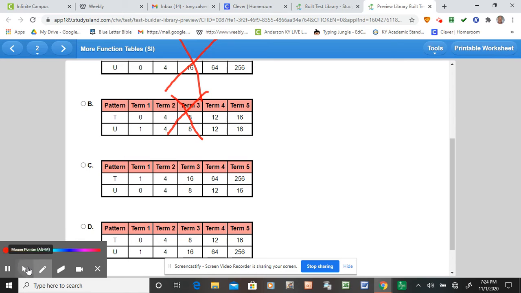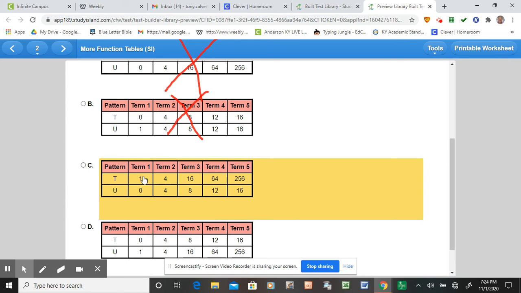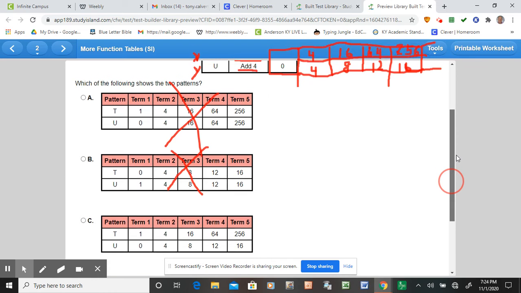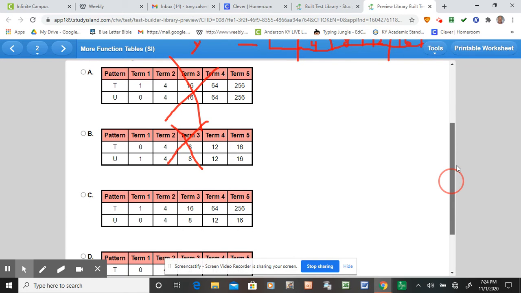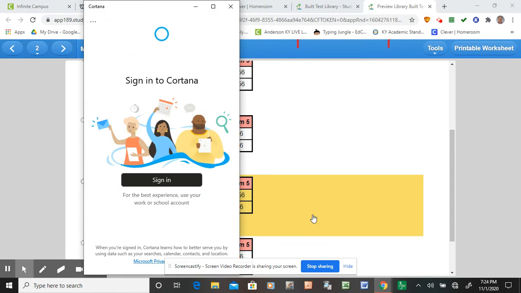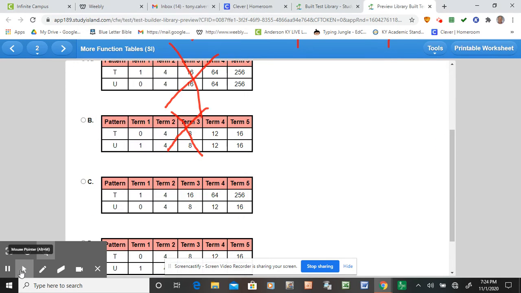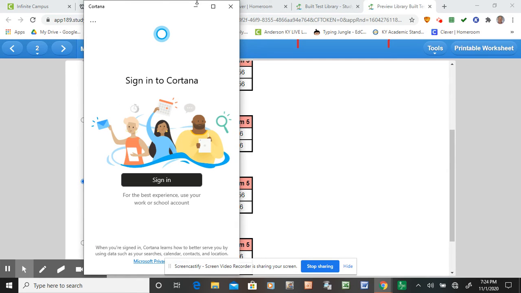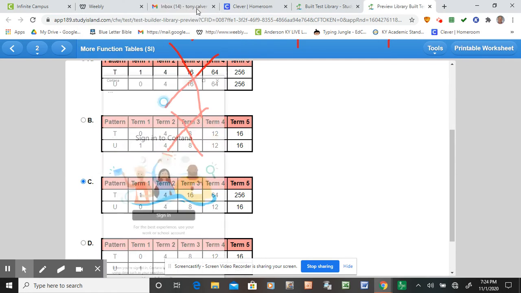And look at C, 1, 4, 16, 64, and 256. Is that what we had up at the top? It sure is. And then look at the bottom row. 0, 4, 8, 12, 16. Guess what? We have just found the correct answer. It's C right there. And that's how you work that. Exactly how you work that.